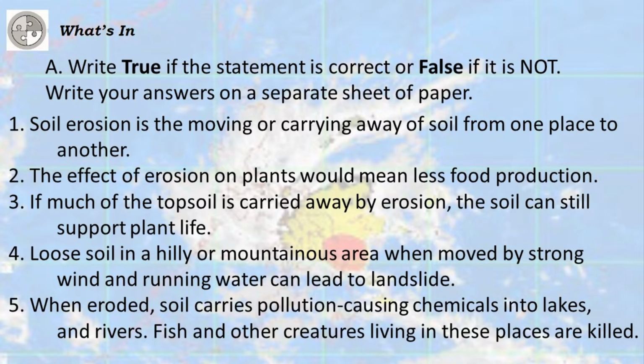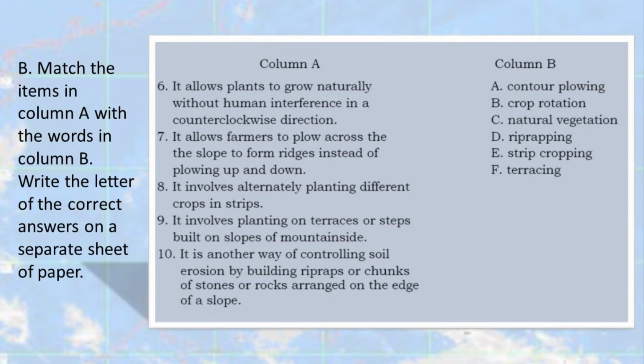4. Loose soil in a hilly or mountainous area when moved by strong wind and running water can lead to landslide. 5. When eroded, soil carries pollution causing chemicals into lakes and rivers. Fish and other creatures living in these places are killed. B. Match the items in column A with the words in column B.